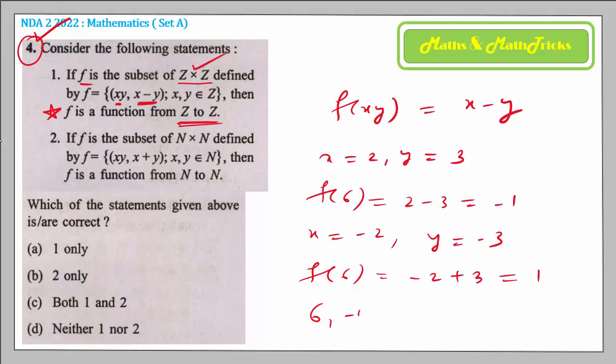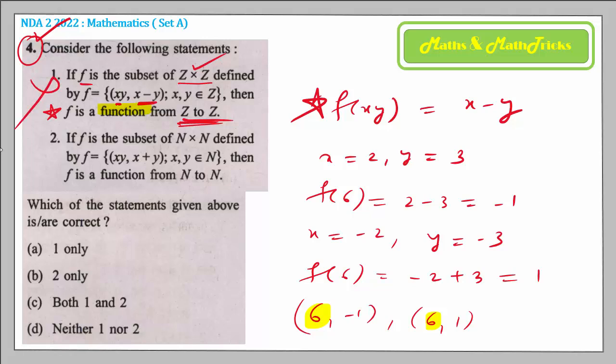You got that 6 is mapped onto minus 1 and 6 is mapped onto 1. Means the same input 6 is getting mapped onto minus 1 and 1, which are two different outputs for the one input, which is impossible in the case of a function. So hence this formula, this relation, is not a function from Z to Z. So the first statement is wrong.